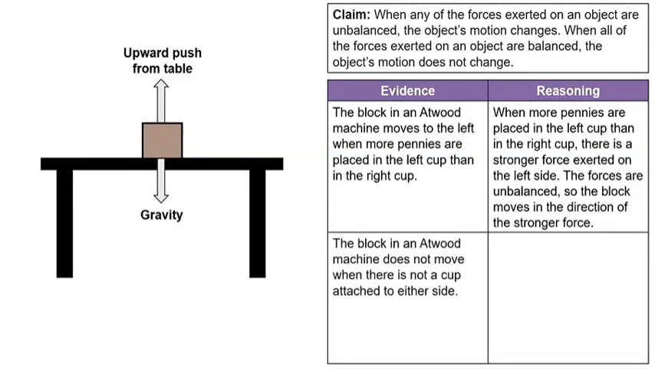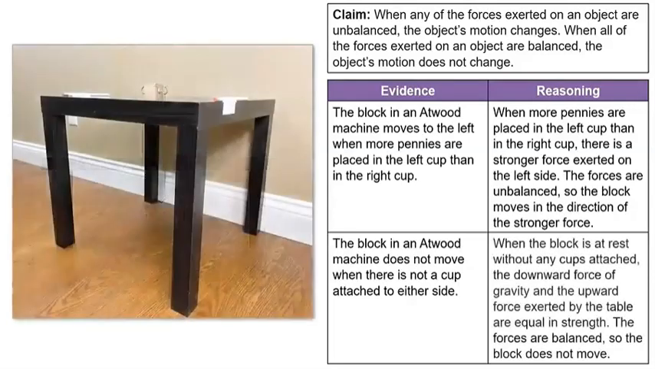Yes, the block in an Atwood machine does not move when there is no cup attached to either side. How does this evidence support the claim? Well, when the block is at rest without any cups attached, the downward force of gravity and the upward force exerted by the table are equal in strength. The forces are balanced, so the block does not move.